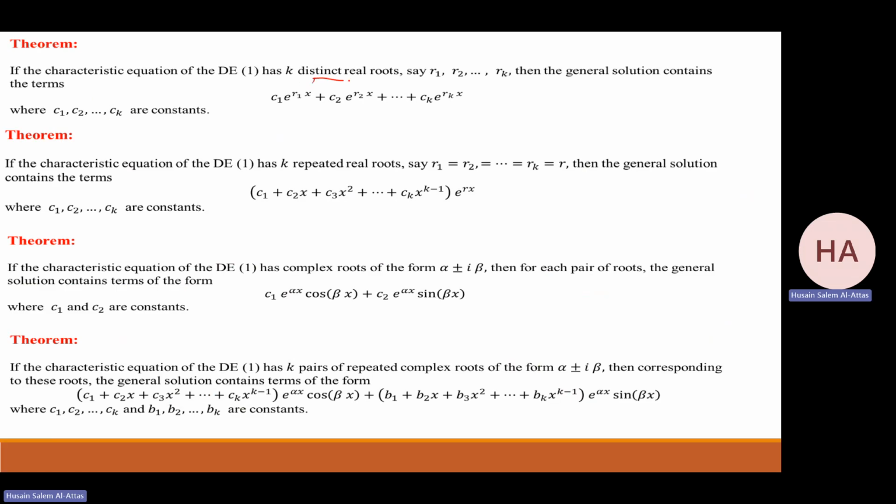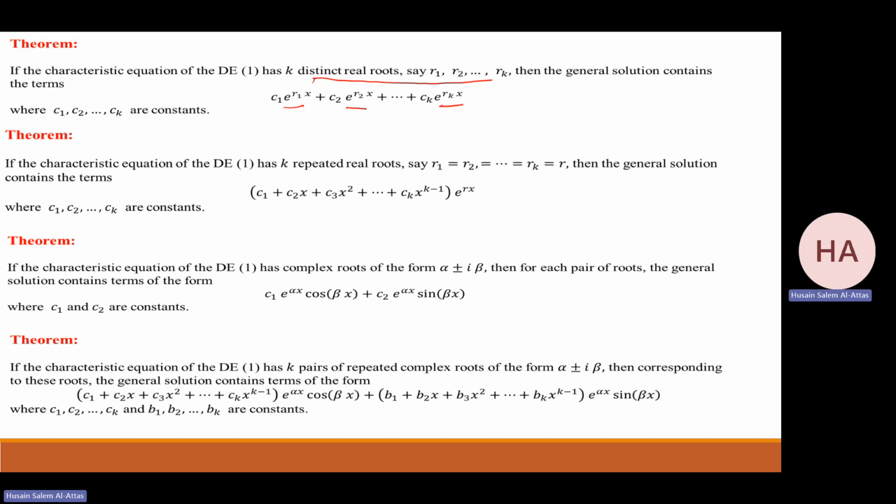If they are distinct real roots, my solution is e to the power r1 x, e to the power r2 x, up to e to the power rk x. These are the solutions, and they are linearly independent for sure. Now I add C1, C2, and so on to make the general solution.